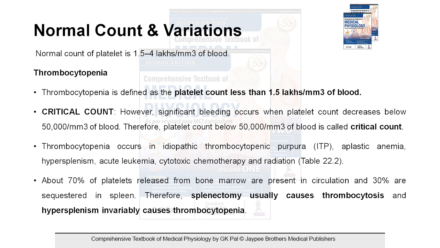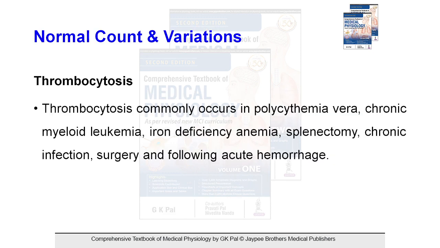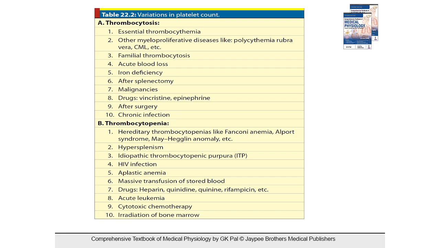I told you in the beginning of the class that the normal count of platelets is 1.5 to 4 lakhs per cubic millimeter of blood. Thrombocytopenia can be seen in viral infections like dengue and severe viral infections like chickenpox. Thrombocytosis is seen in polycythemia vera, chronic myeloid leukemia, iron deficiency anemia, removal of the spleen, that is splenectomy, chronic infection, and surgeries. Myeloid leukemia is a cancer where you can find an increased platelet count, more than normal. So that's regarding hemostasis.